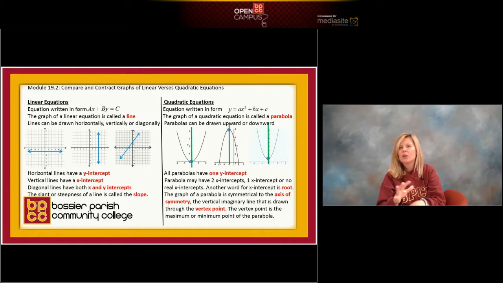Now that we understand our vocabulary and we understand what our graphs look like, we're ready to begin graphing parabolas, quadratic equations. So I'll see you in the next module.